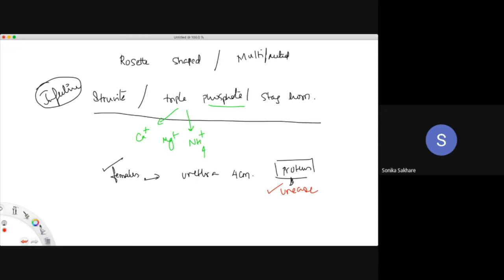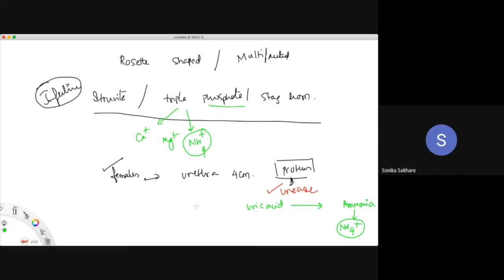What this urease does is it is going to break down your urea into ammonia. Now this ammonia is NH3, so it will get one H added with it and becomes an ammonium ion. And this ammonium is nothing but the ammonium that you're seeing in triple phosphate. So next time you don't need to remember so much. The triple component is ammonium. How is ammonium coming? It's from Proteus, because of the presence of the enzyme urease.